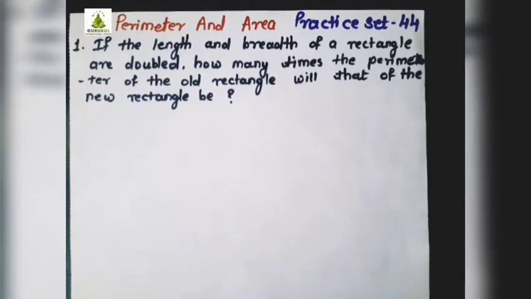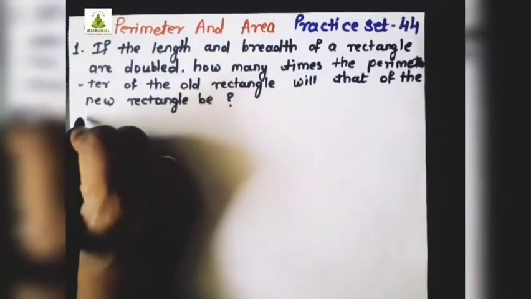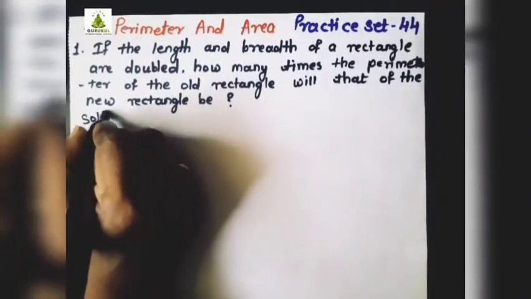If you double the length and breadth of one rectangle, what will be the perimeter of the new rectangle? What is the comparison between the perimeter of the old rectangle and the new rectangle? So while solving this, we have to assume. How to solve this? Let us write down the solution.